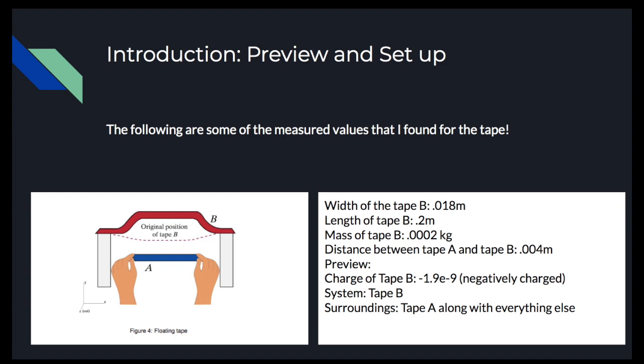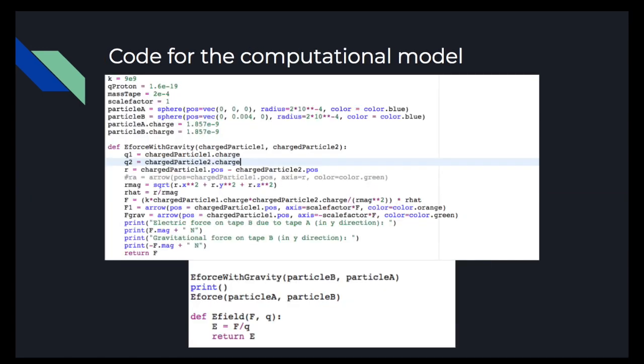As you can see here in this figure, you can see the setup for this lab. Some basic measurements and calculations I have right here, and as you can see in the preview for the lab, the charge of the tape ends up being negatively charged, and the system includes tape B with the surroundings being tape A along with everything else.